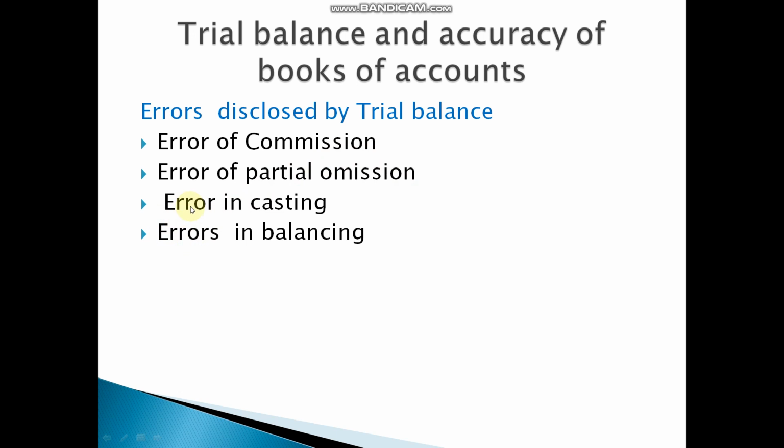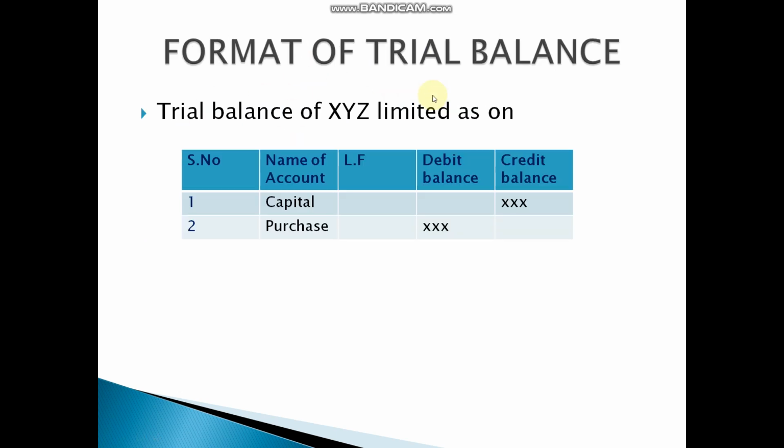And then the next one, error in casting. Error in casting in the sense, for example, a purchase of mixture is rupees 2000. Instead of 2000, they may enter 2200. Error in balancing: while balancing the ledger account, this type of error may occur. The balance shown in an account may be more or less than the correct figure, right? Okay. And then this is the format of the trial balance.